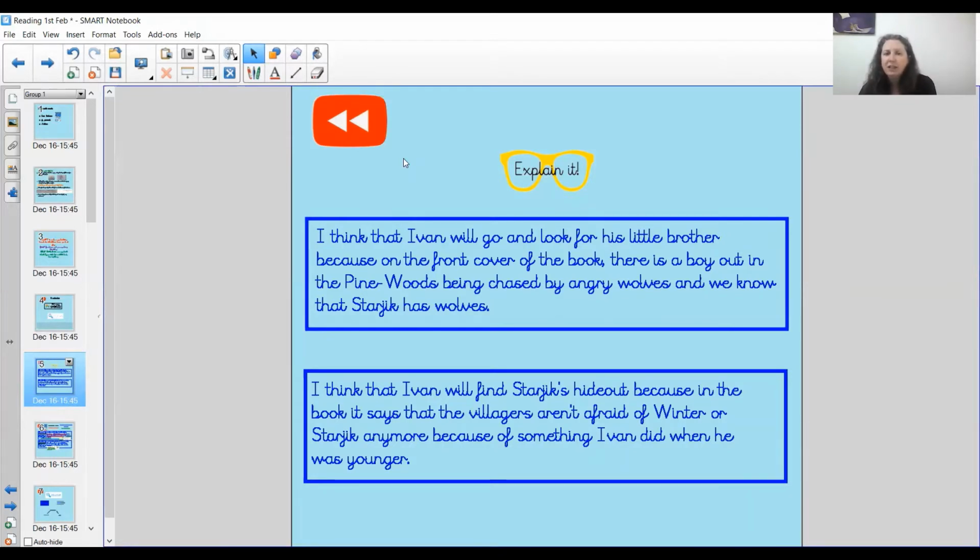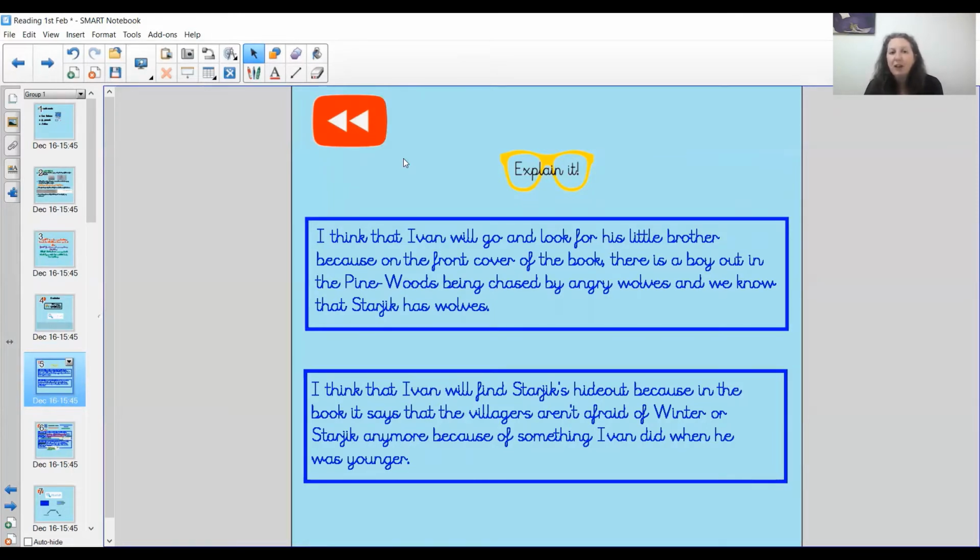What I would like you to have a look at is just explain our prediction. Explain the words that we included. What did we need to include? What types of words did we include? I'm just going to give you a few minutes if you want to pause it so that you can read through that and pick out those key words. Pause it now.